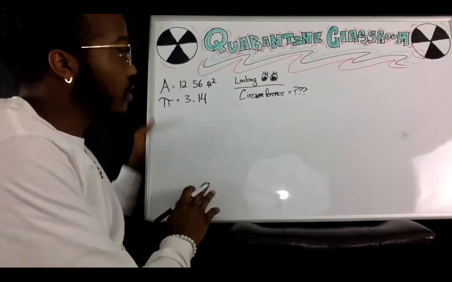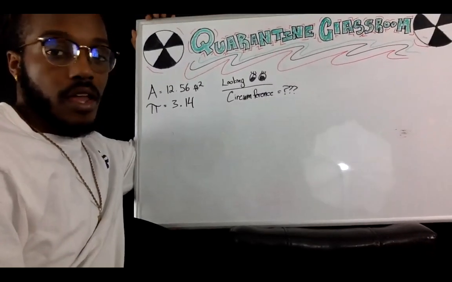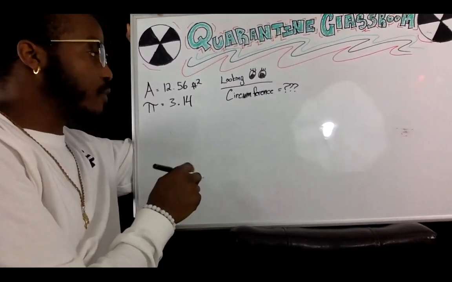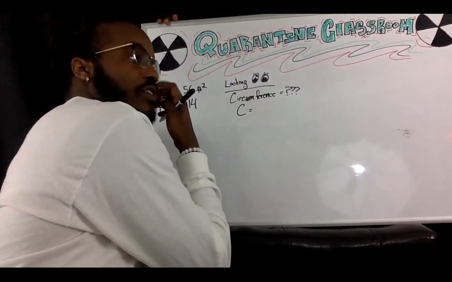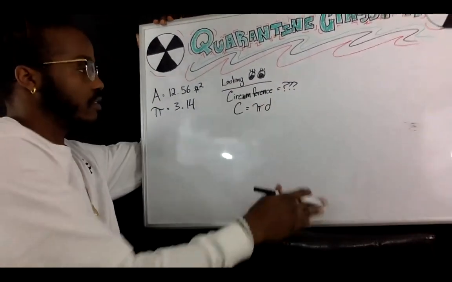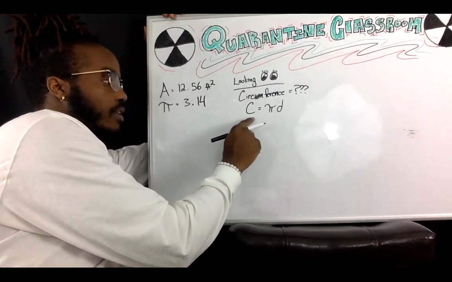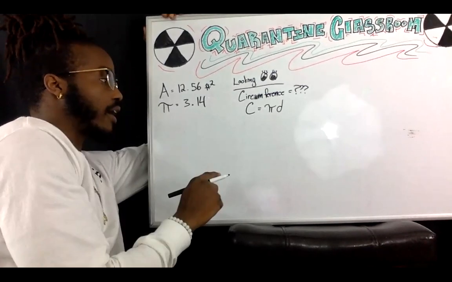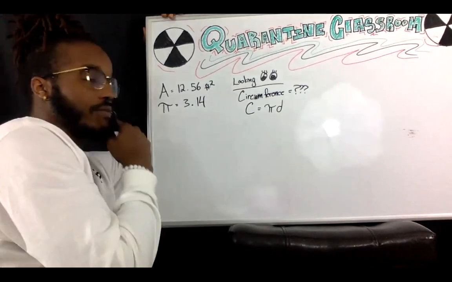So here, I know what pi is, and I'm looking for the circumference. The formula for circumference, if you remember, is circumference equals pi times diameter. Now, this formula doesn't have anything that we know aside from pi. So that means we're going to have to find the diameter to find the circumference.